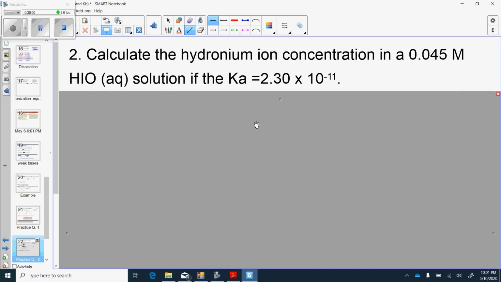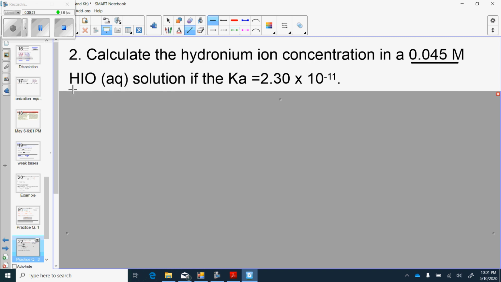Is it a strong acid or a weak acid? And if you're shouting strong, you're wrong. If you're shouting weak, you're right. Because look, Ka is really, really tiny. That's an indication of a weak acid. All right, so we have our concentration of our acid, HA.